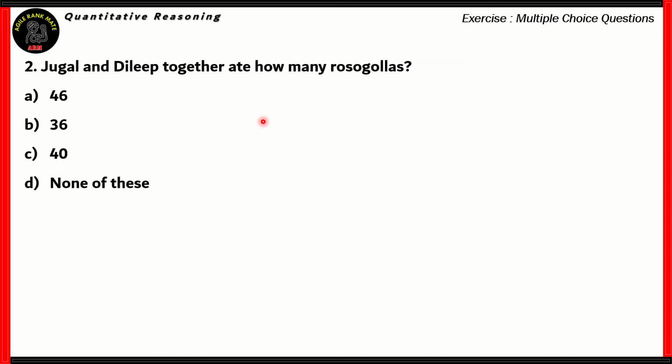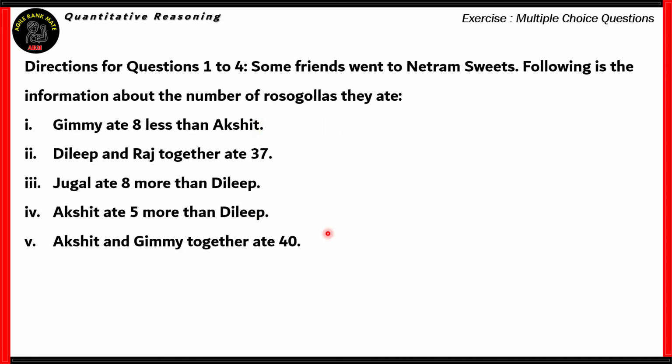So let's look at the directions, shall we? Well, over here, the 5 statements represent 5 different equations. So we're going to take the first letter of every name and use it as the variable. Using that, we're going to create the 5 equations. The first statement says that Gimme ate 8 rasgullas less than Akshit. So that means the difference between A and G, which are variables for Akshit and Gimme, will be equal to 8. We can consider this to be equation 1.